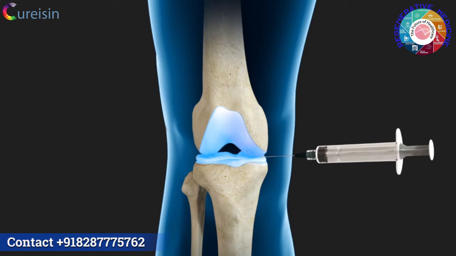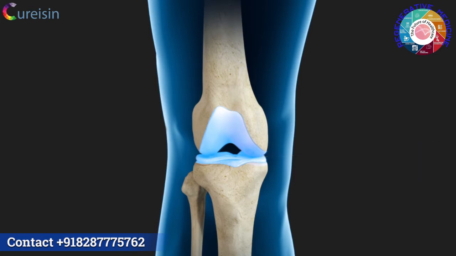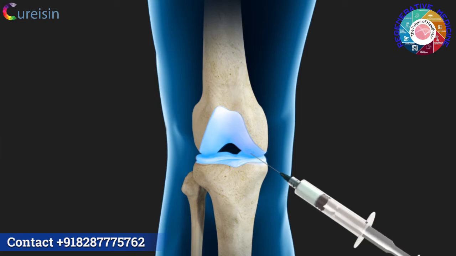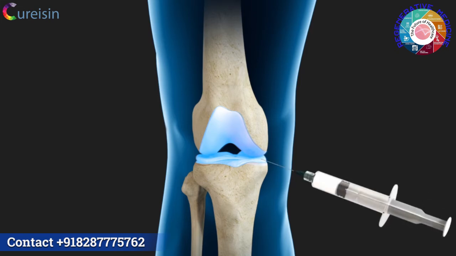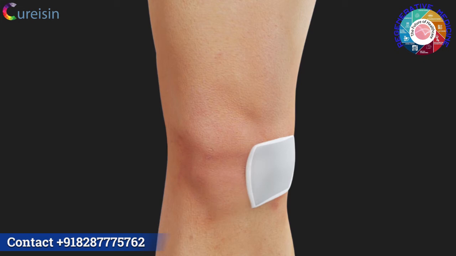You may feel some mild discomfort during the injection. In some cases, prior to injecting the medicine, a small amount of joint fluid is withdrawn to make space for the medication. Once the fluid is removed, the same site is used to administer the intra-articular injection. A small dressing is then applied over the injection site to complete the procedure.